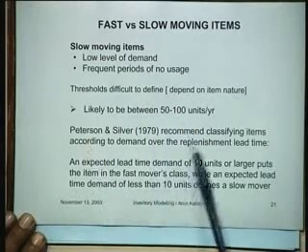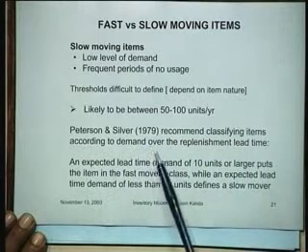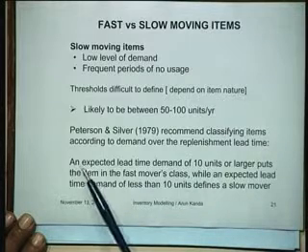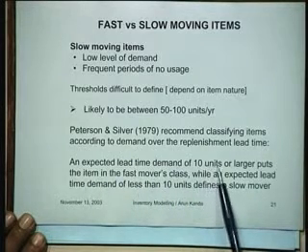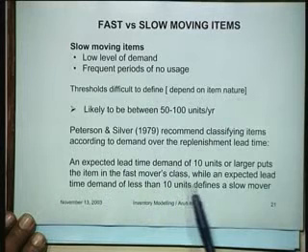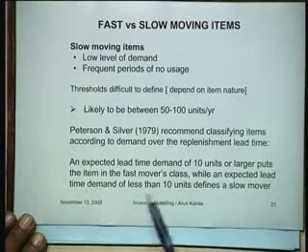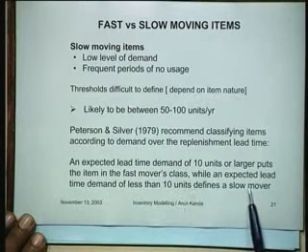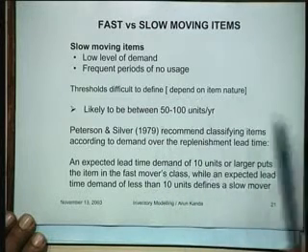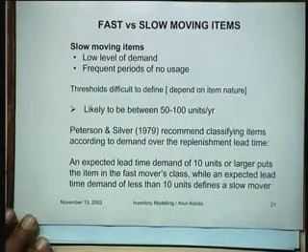Peterson and Silver recommend classifying items according to demand over the replenishment lead time. So these people have given a different criterion. An expected lead time demand of 10 units or larger puts an item in the fast movers class, whereas an expected demand less than 10 units defines a slow runner. So these people have defined their own way of looking at fast and slow moving items.